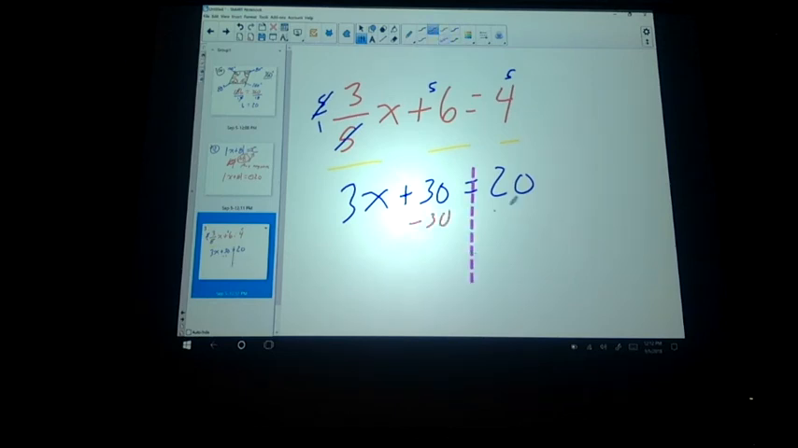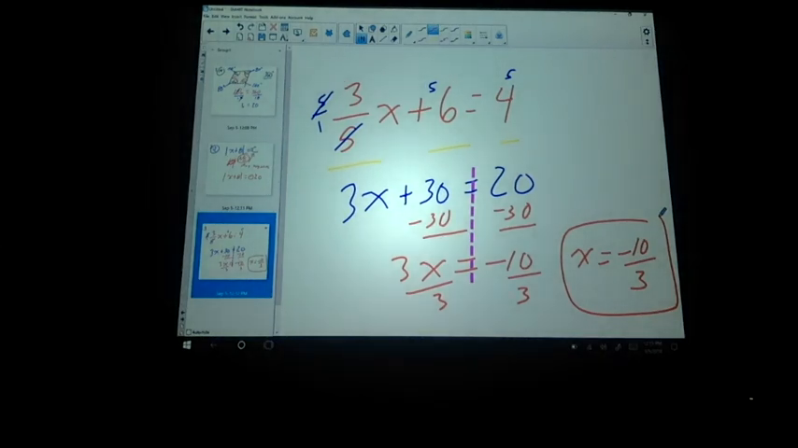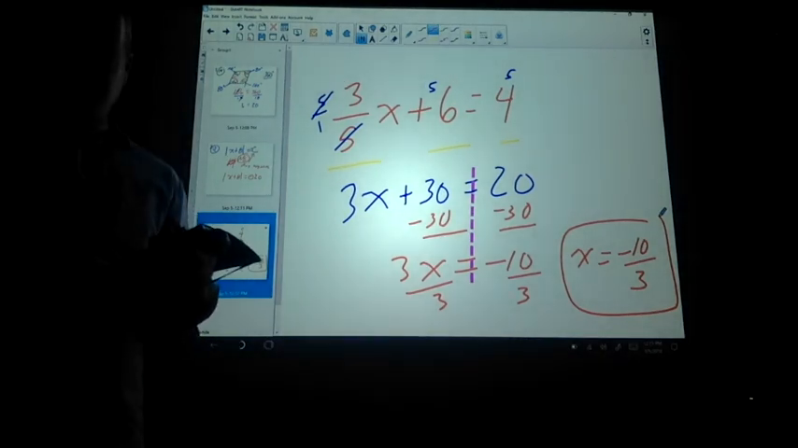Subtract 30. Hey, if I go 20 minus 30, what do I get? Negative 10, good. So I do get a fraction for an answer, but I didn't have to work with a fraction throughout. My last step was dividing, so that happened. Okay. So I'm just looking off of this sheet. What if I had something like this?